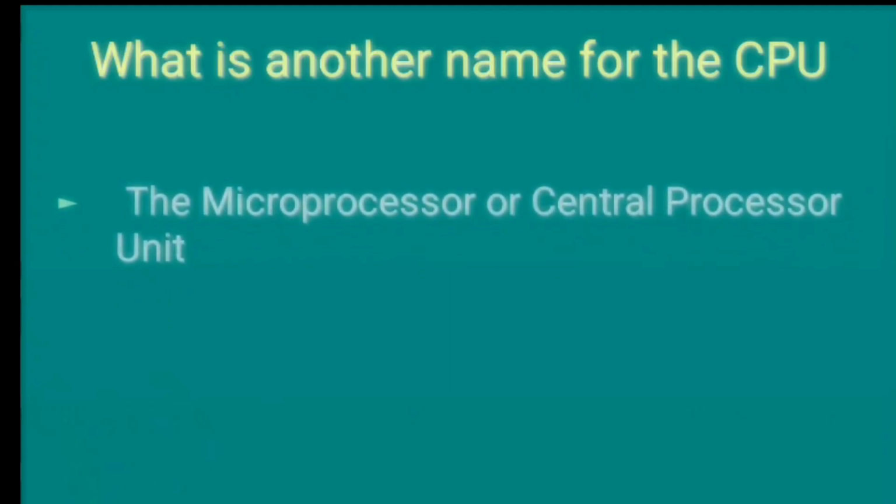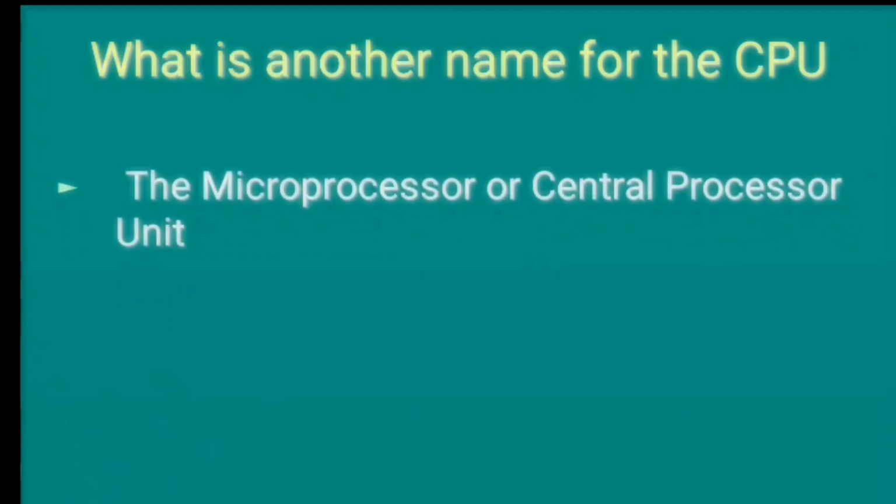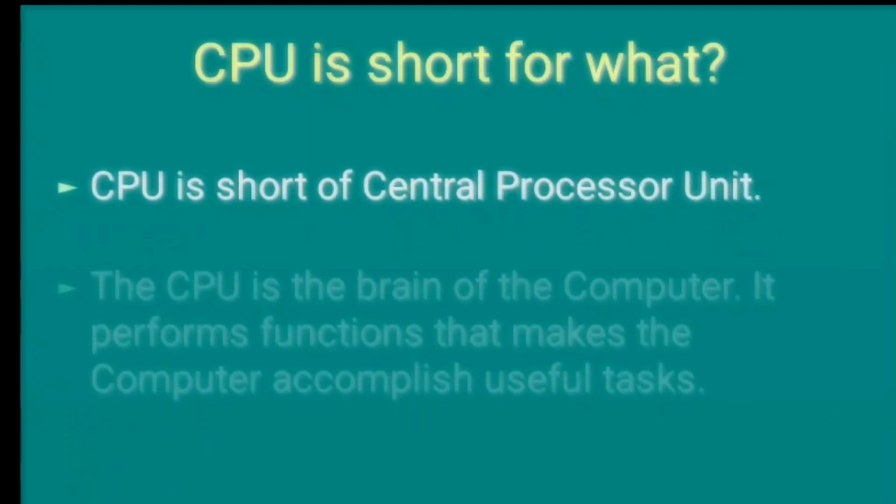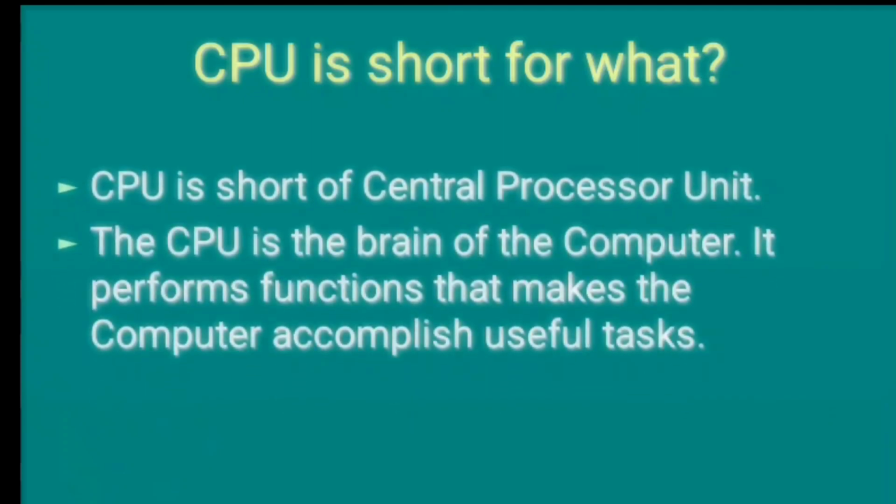What is another name of the CPU? The microprocessor or central processor unit. CPU is short for what? CPU is short for central processor unit. The CPU is the brain of the computer. It performs functions that make the computer accomplish useful tasks.